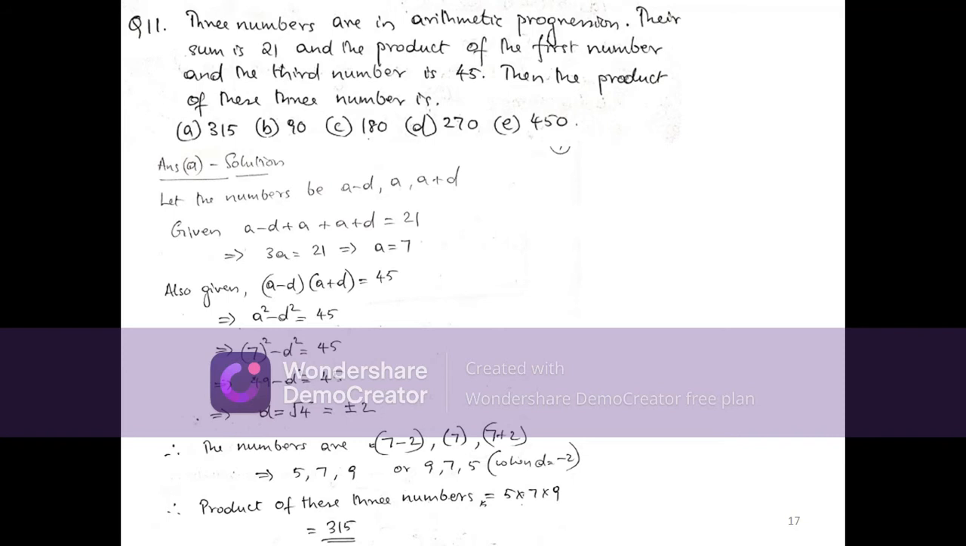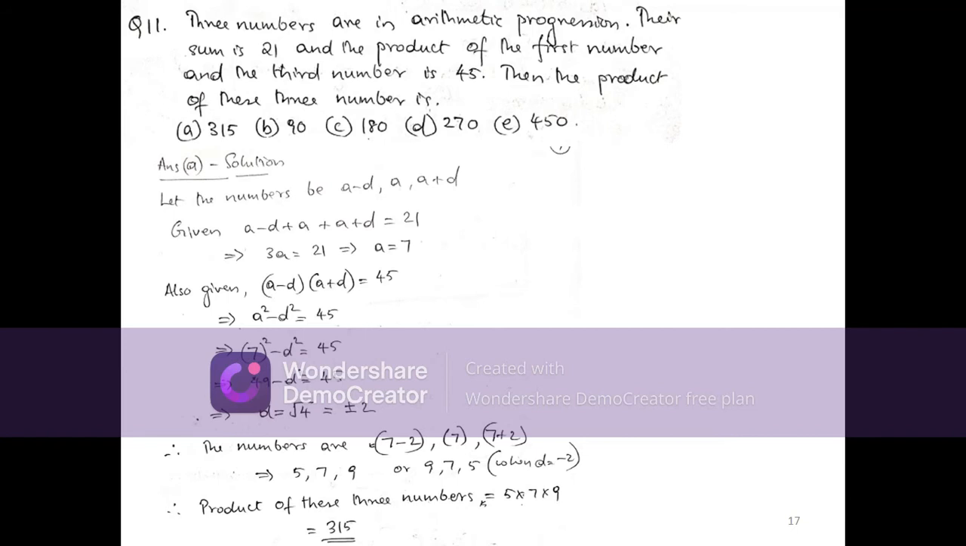That is equal to 45. So we know that a equal to 7. Substitute for a. So you will have 7 square, that is equal to 49, minus d square equal to 45. So when you shift this d square to the RHS and 45 to the LHS, 45 minus 49 equal to 4. d square equal to 4. What will be d? It will be square root of 4, which is equal to plus or minus 2.